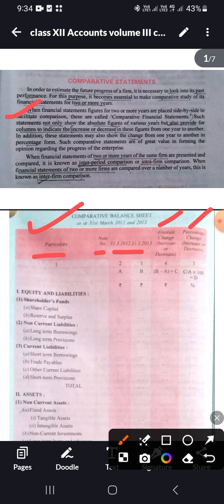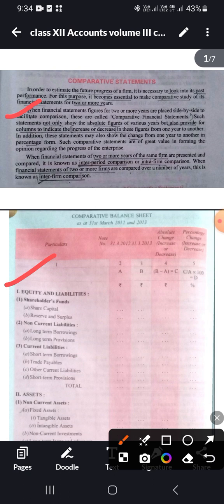Then you have to assign total 5 columns: 1, 2, 3, 4 and 5. One column is for the main particular headings on which our balance sheet items are included, as we already know, liabilities and also assets. In this part, the categories are like liabilities, which include shareholder funds, non-current liabilities and current liabilities. Total assets includes current assets and non-current assets.